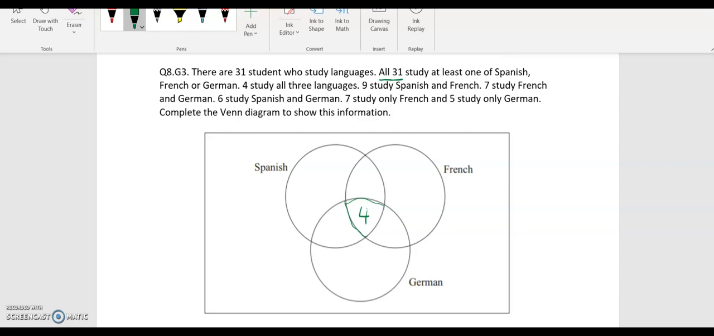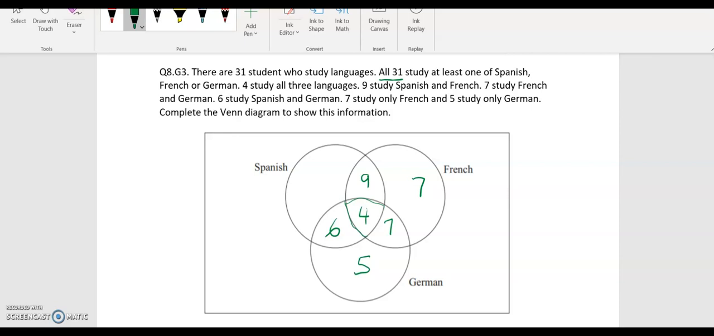Then we have 9 who study Spanish and French. So the area that is overlapping is this one in here. So we'll put 9 in there. 7 study French and German. So that 7 should go in there. 6 study Spanish and German. 7 study only French. And 5 study only German. So we've completed the Venn diagram.